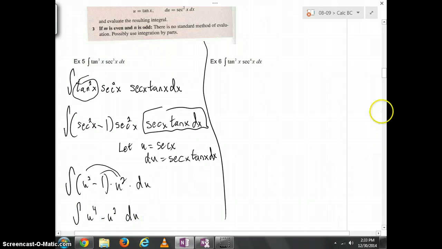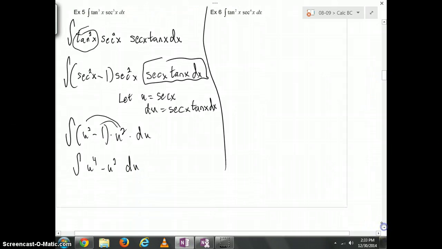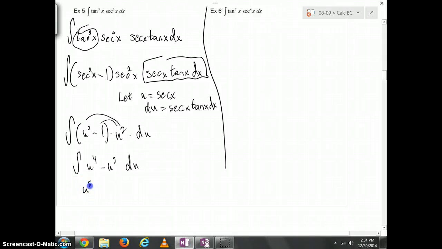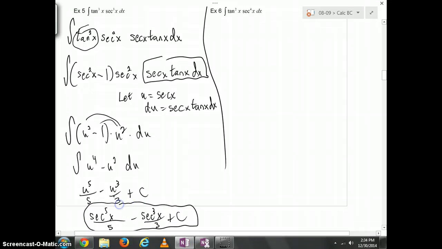Finishing the problem up, we could take antiderivative to get u to the 5th over 5 minus u to the 3rd over 3 plus a constant. But of course our u was secant of x. So we'd have secant to the 5th of x all over 5 minus secant to the 3rd of x all over 3 plus a constant. And there you have it. This is how to deal with an integral involving tangent and secant where tangent is raised to an odd power.